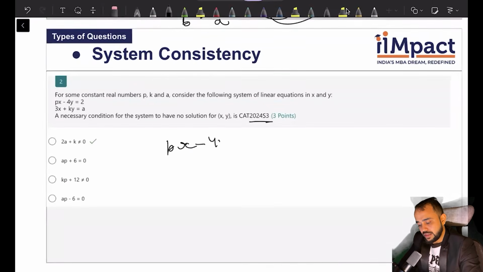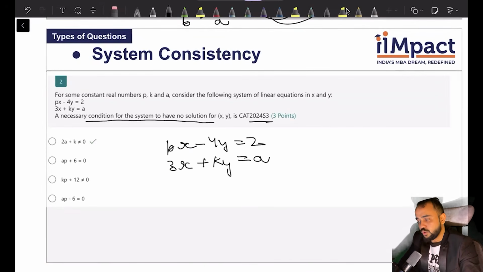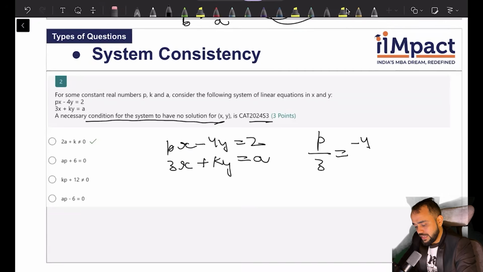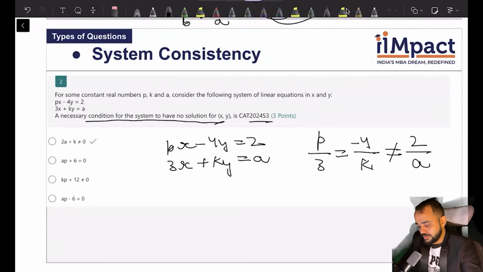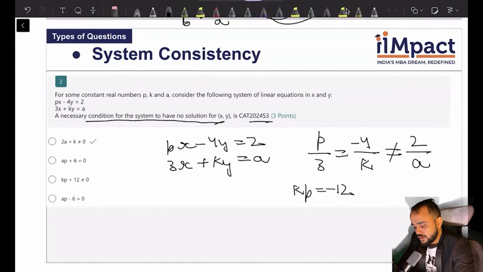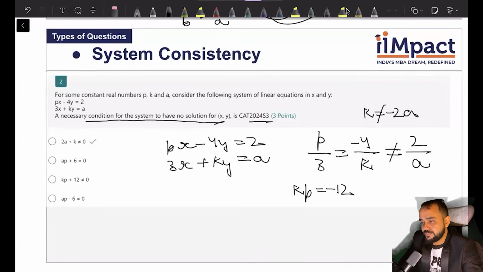px minus 4y is equal to 2 and 3x plus ky is equal to a. A necessary condition to have no solution. What does it mean to have no solution? That the slopes should be equal but should not be equal to the ratio of the intercepts, which means you want kp is equal to minus 12 but you don't want k is equal to minus 2a. This is something you don't want.